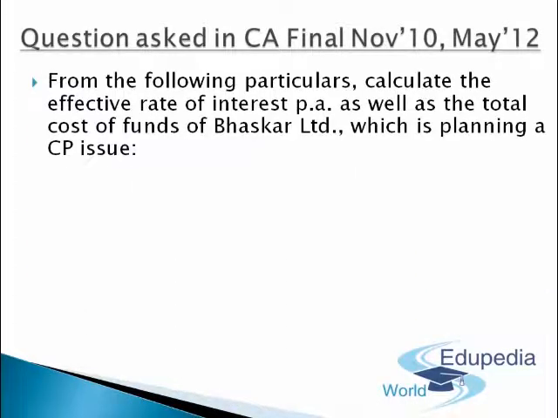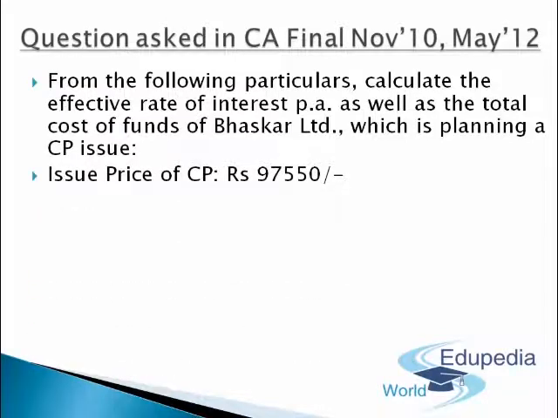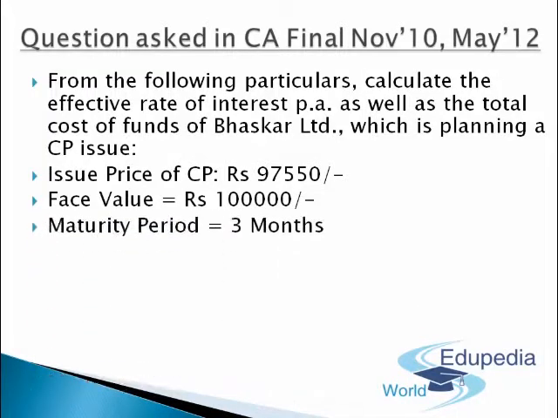The question was, from the following particulars, calculate the effective rate of interest per annum as well as the total cost of funds for Bhaskar Limited, which is planning a commercial paper issue. So following details have been provided to us, and the first one is issue price of the commercial paper is rupees 97,550. That is the issue price. Face value is rupees 1 lakh. Maturity period is 3 months.